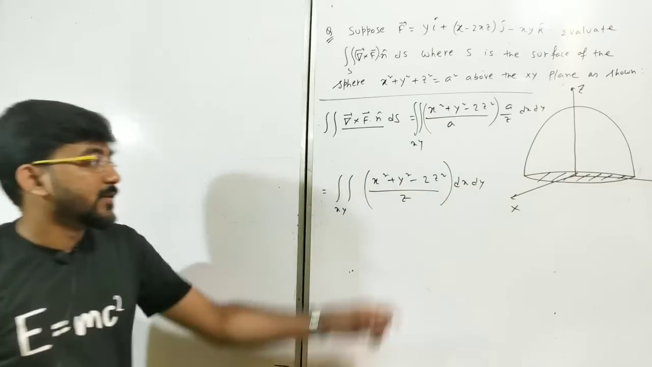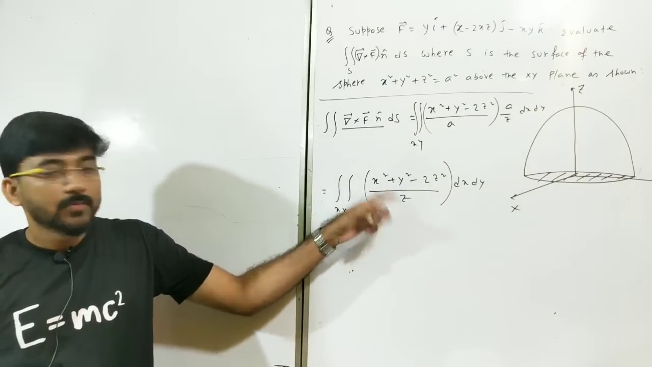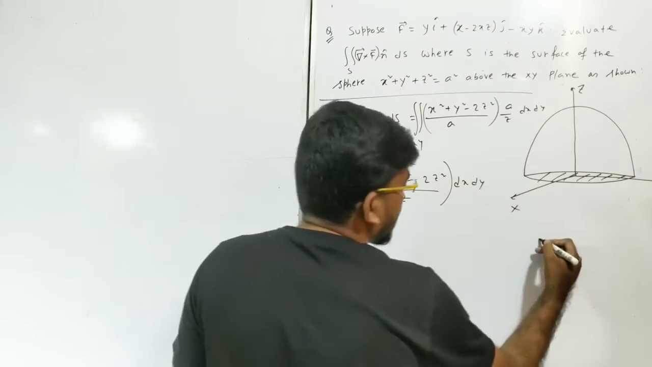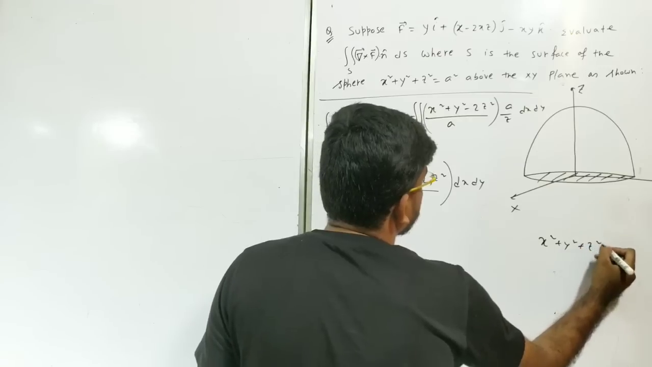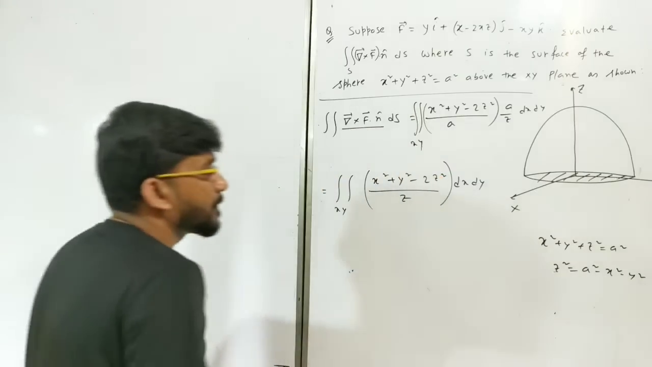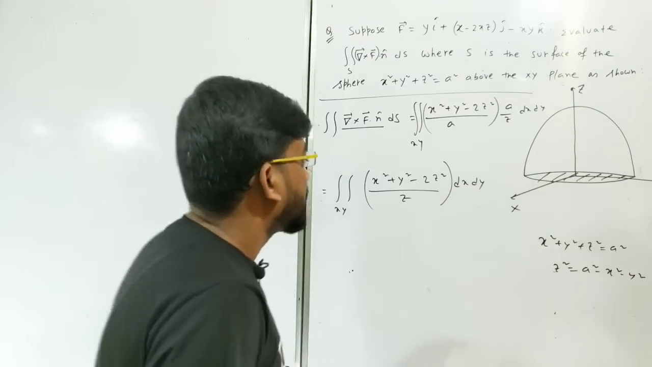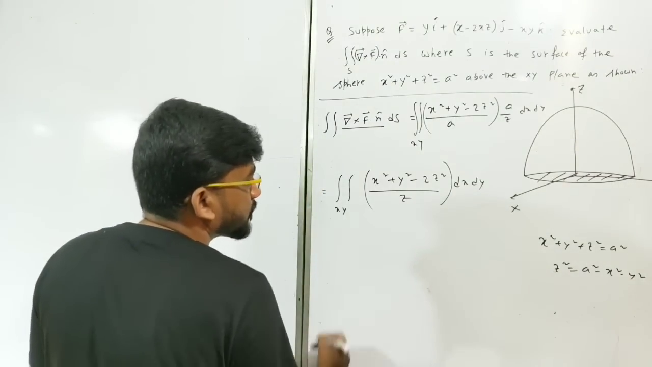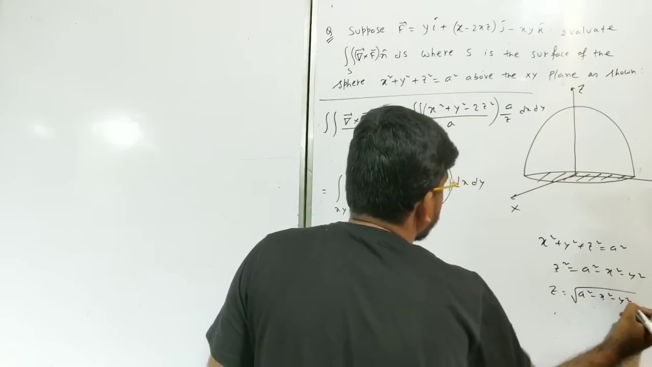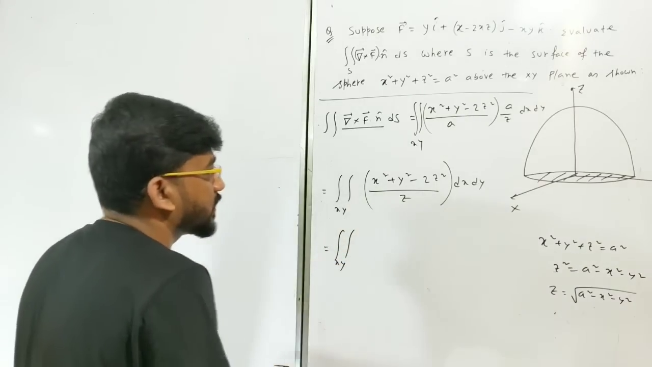Now here is z, but we have to integrate on the xy plane. So we have to convert this z in terms of x and y. We can do it from the equation of the surface, that is x square plus y square plus z square is equal to a square. So z square will be a square minus x square minus y square, and z will be the square root of a square minus x square minus y square.